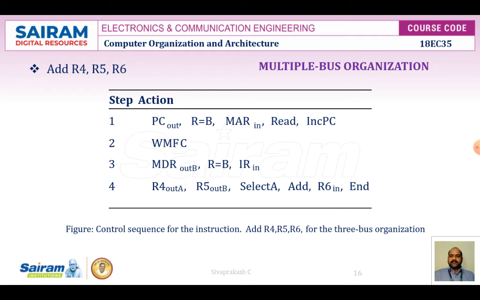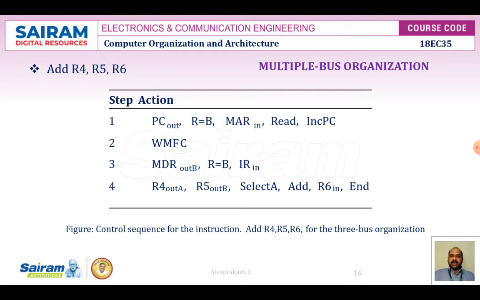In step 1, the content of the program counter is passed through the ALU using the R=B control signal, and is loaded into the memory address register to start a memory read operation. At the same time, the program counter is incremented by 4. Note that the value loaded into the memory address register is the original content of the program counter.